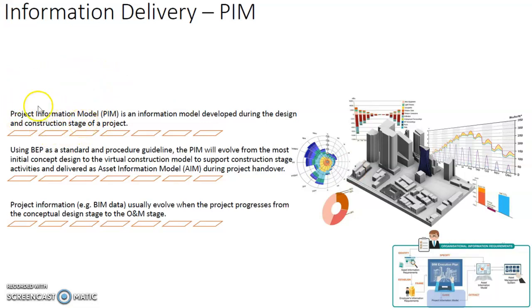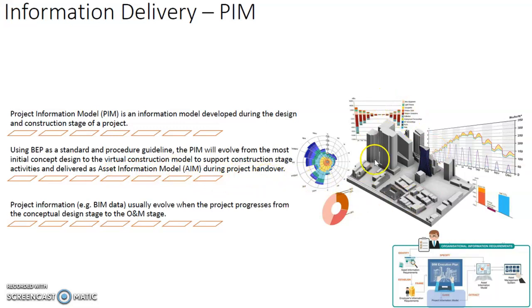All right. So the project information model is an information model developed during the design and construction stage of the project. All right. So using this BIM execution plan as a standard and procedure guideline, the project information model will evolve from the most initial concept design to the virtual construction model to support the construction stage activities and delivered as an asset information model during the project handover.